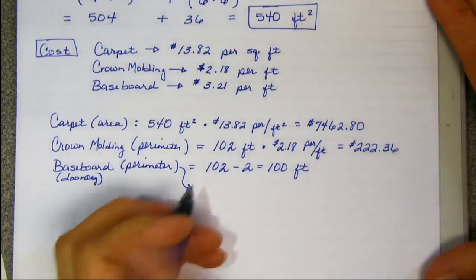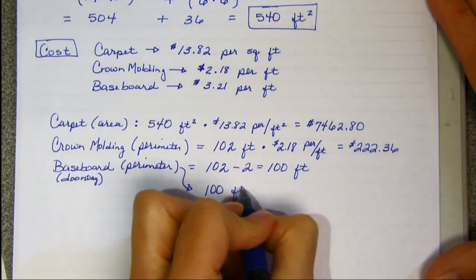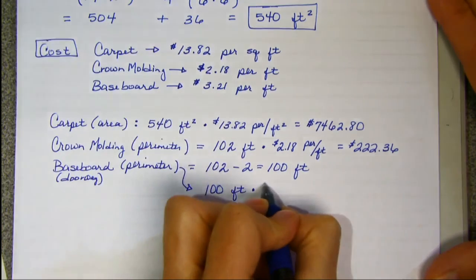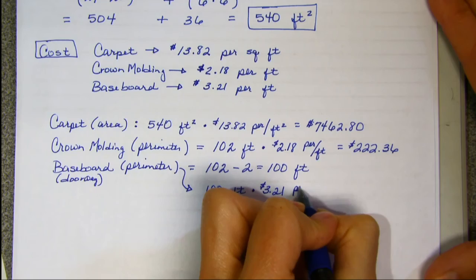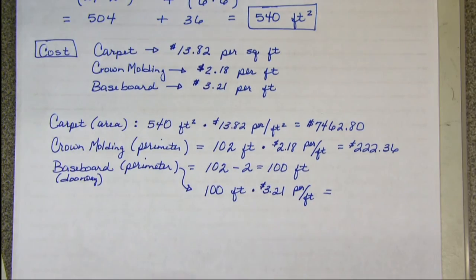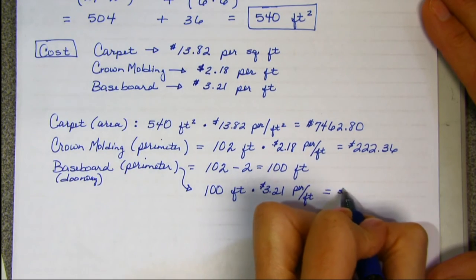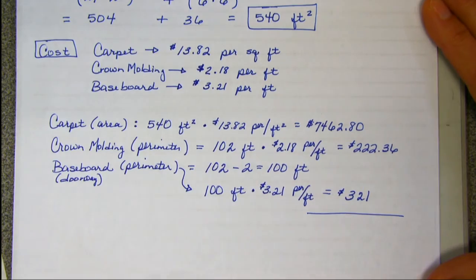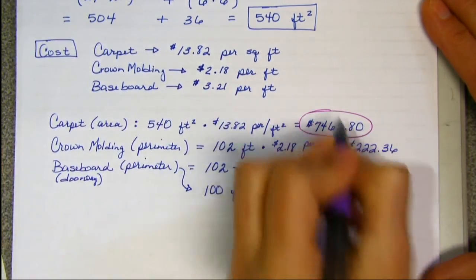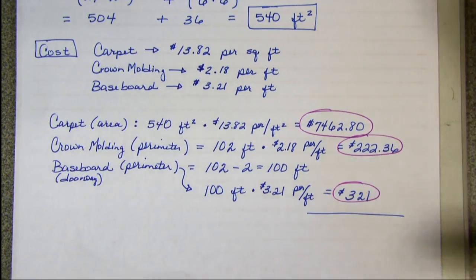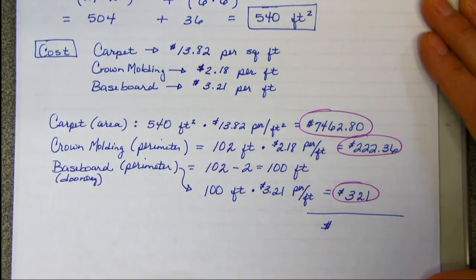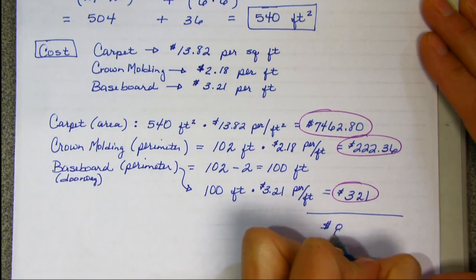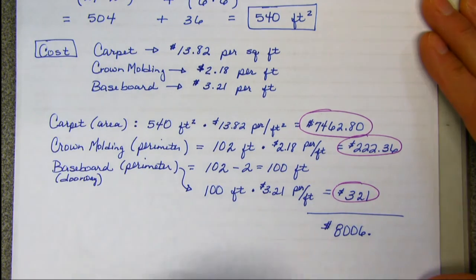So that cost will be 100 feet times the baseboard cost, $3.21 per foot. So 100 times $3.21 is 321. So my total cost is taking these three and adding them up. $7,462.80. Again, buy cheaper carpet. Plus $222.36 plus 321. So the total cost would be $8,006.16.